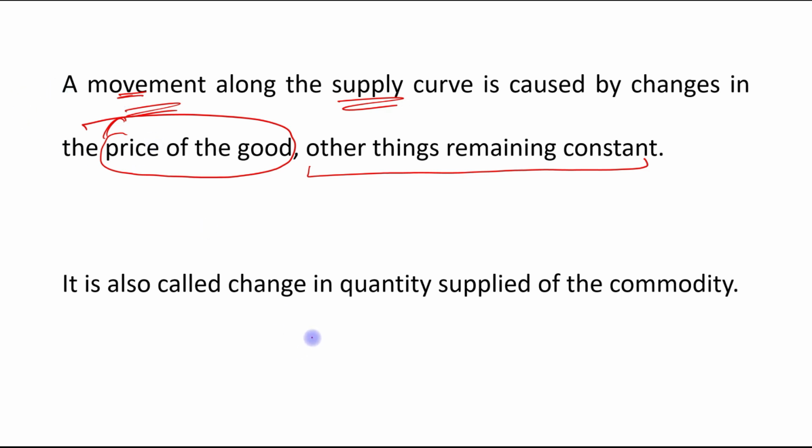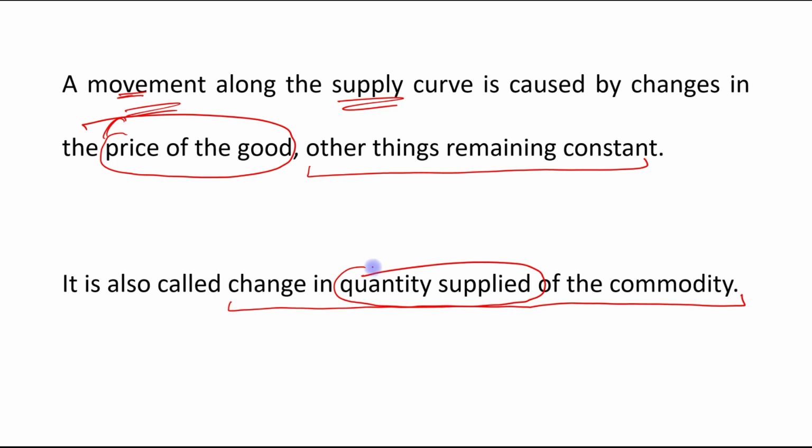तो जब मूवमेंट होती है उसे हम ये भी बोलते हैं चेंज इन क्वांटिटी सप्लाइड ऑफ अ कमोडिटी. क्वांटिटी सप्लाइड, ये मेन वर्ड है यहाँ पे.